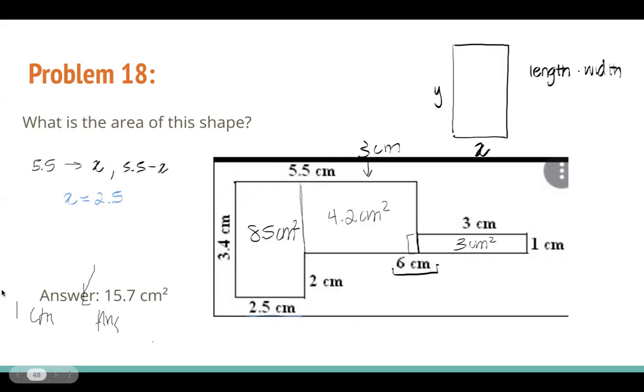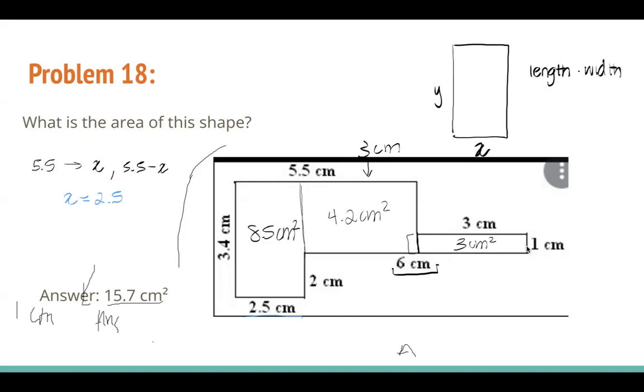Please, I still don't understand it. What part did you not get? Did you get why we're splitting it up and how we found the different side lengths, or the whole area thing? I don't get the splitting up and how you got your answer. It's all confusing. Okay.